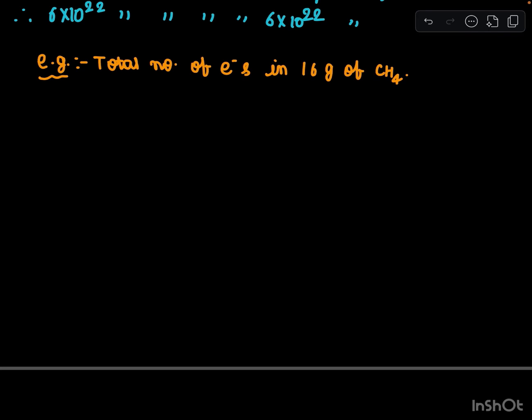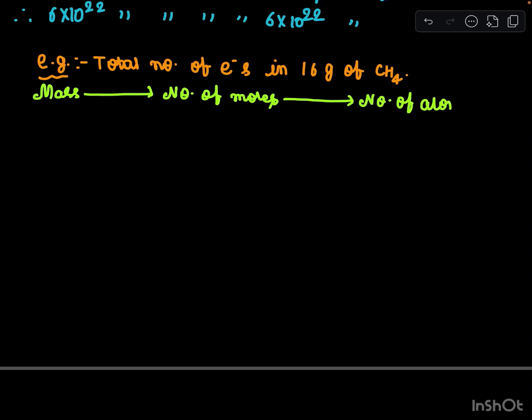How will we proceed? At first, let me write the steps. At first, from mass, which is given, calculate the number of moles. From the number of moles, calculate the number of atoms. From the number of atoms, calculate the number of electrons. That's how we will proceed, in 3 steps.